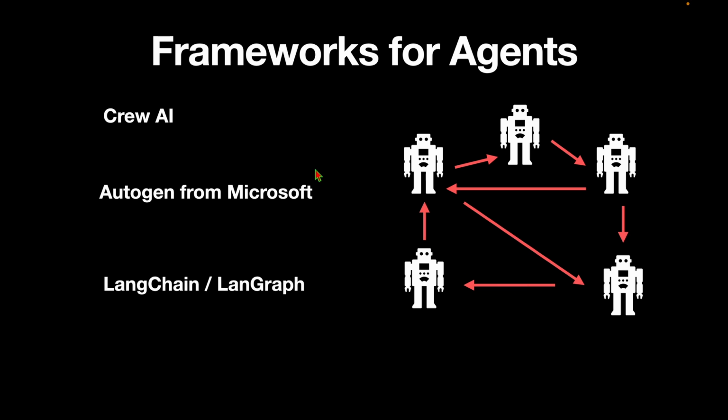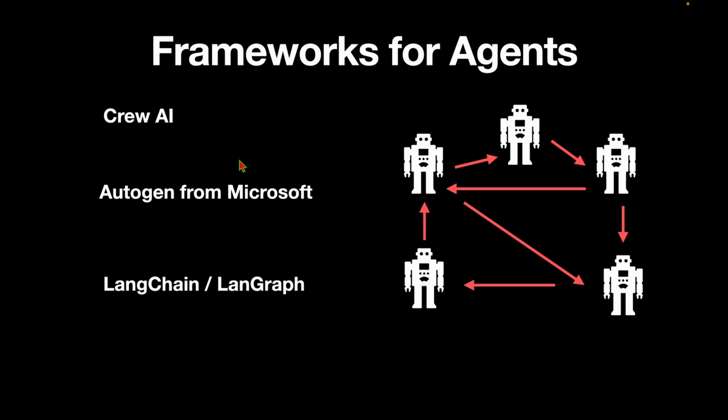So with that information, if we want to look into the different frameworks available in Python today in order to implement agents, we have CrewAI, and then we have AutoGen from Microsoft, and we of course have LangChain or LangGraph. These are the main frameworks available in the market today.